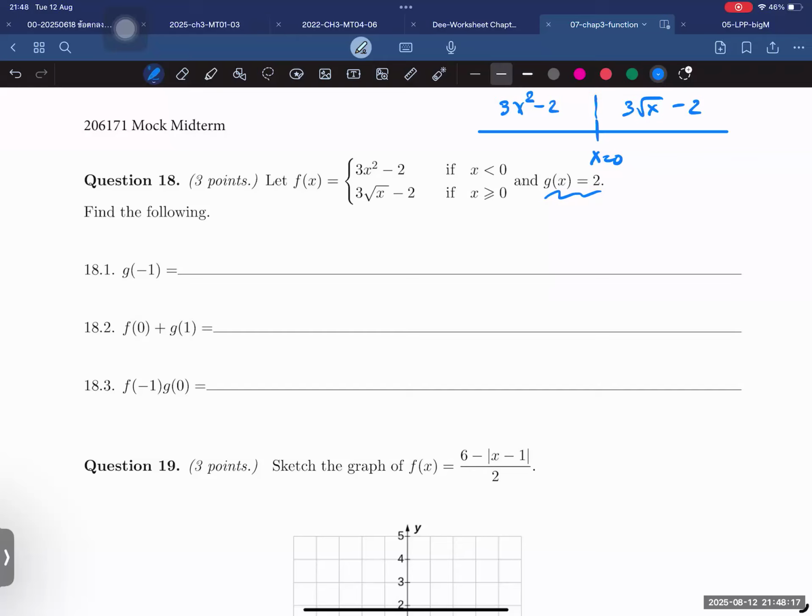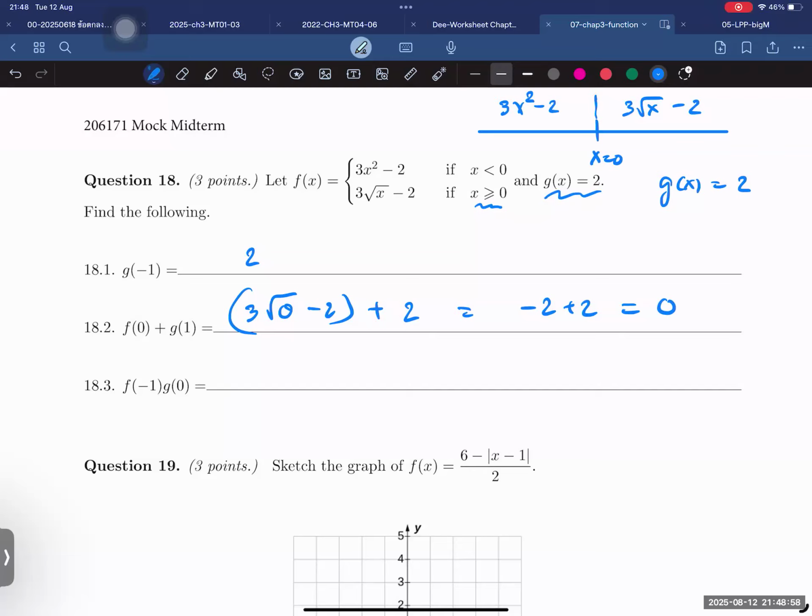Now, g at negative 1. Because g of x is 2, right? When you put any x, you're going to get 2. Therefore, g of negative 1 is 2. Now, what is f at 0? F at 0, because 0 is going to be on this side, right? So it's going to be 3 times square root of 0 minus 2. That's f of 0 plus g of 1. Again, g of anything is going to be 2. So square root of 0 is 0, so we got minus 2 plus 2, it is 0.